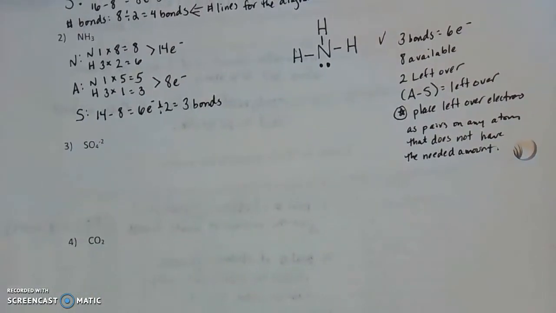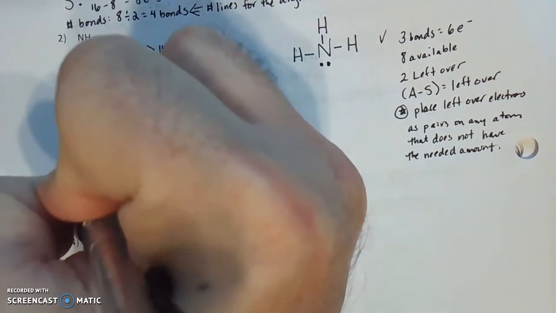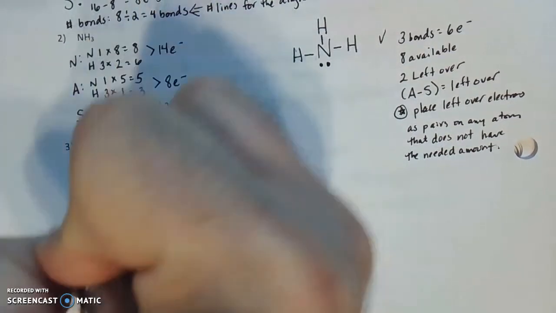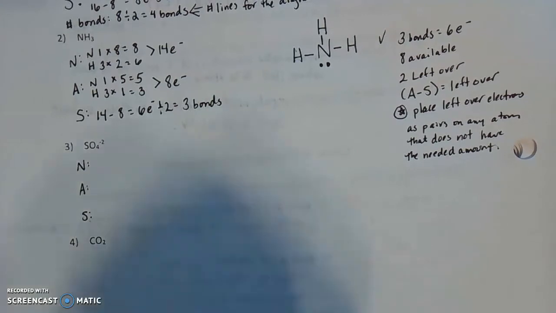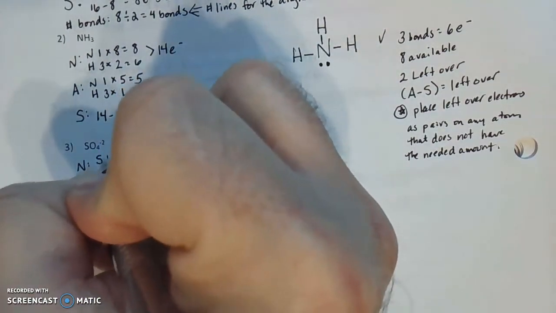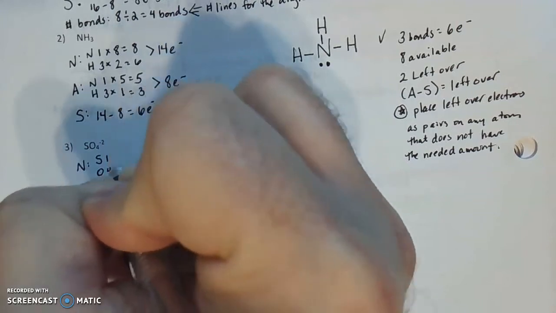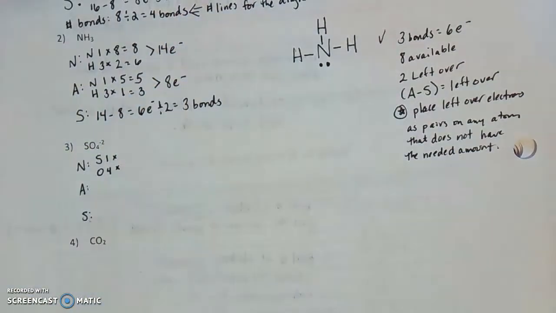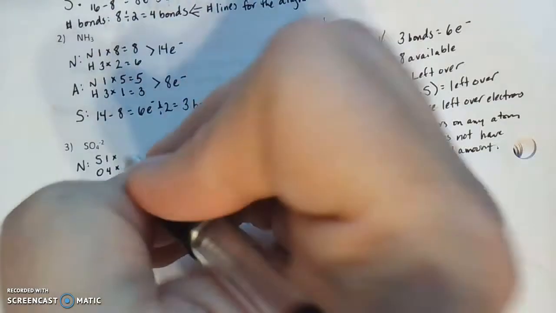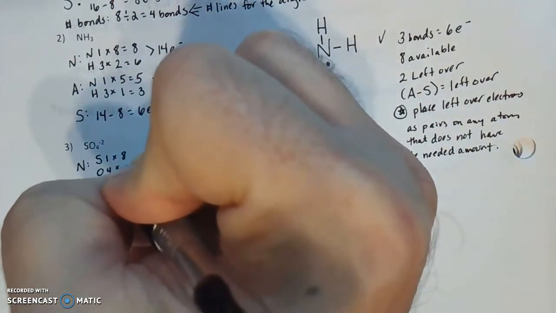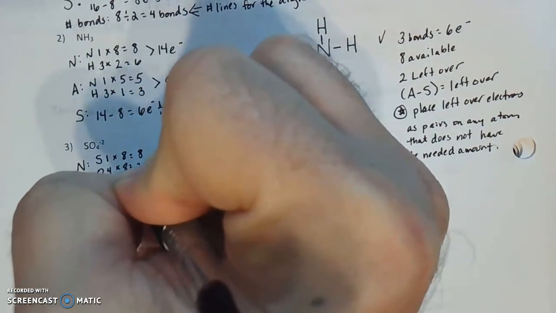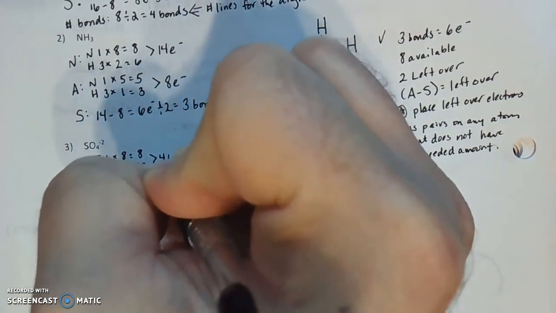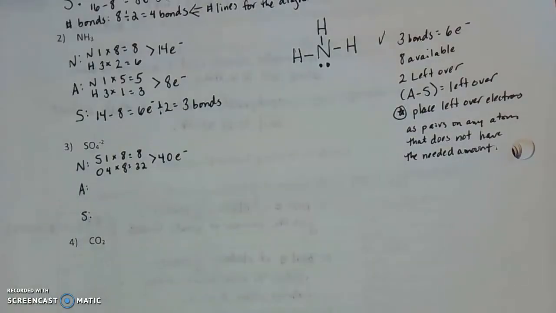Let's look at number 3. Here we're going to do NAS again. So N, we have one S and we have four O's. Sulfur and oxygen both follow the octet rule. So sulfur needs 8, oxygen needs 8. So 1 times 8 is 8, 4 times 8 is 32. We add the two together and we have 40 electrons needed.